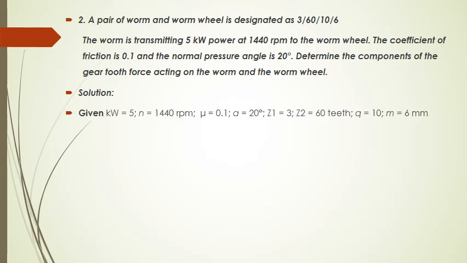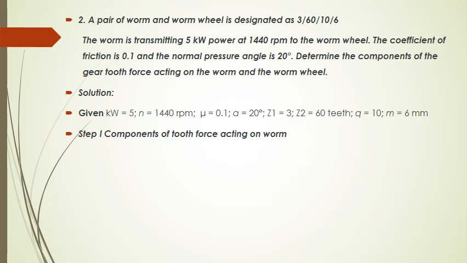These are the given quantities. Power is equal to 5 kilowatt, speed n is equal to 1440 rpm, coefficient of friction mu is equal to 0.1, pressure angle alpha is equal to 20 degree, z1 is equal to 3, z2 is equal to 60 teeth, q is equal to 10 and m is equal to 6 mm.